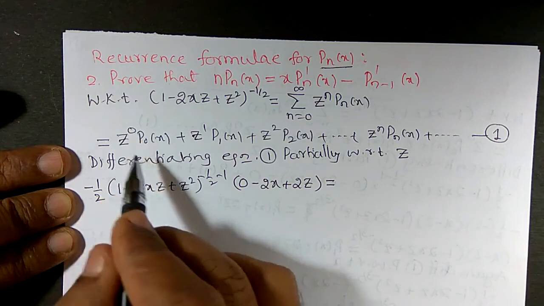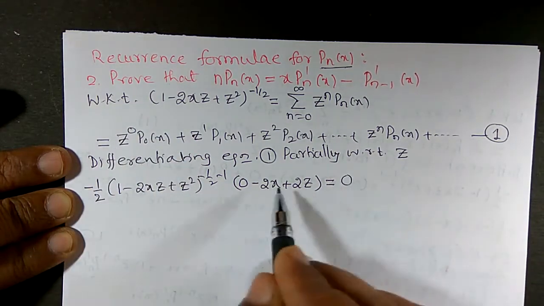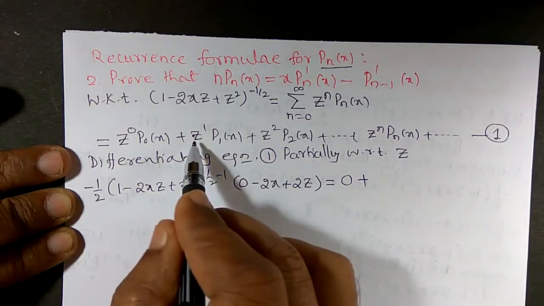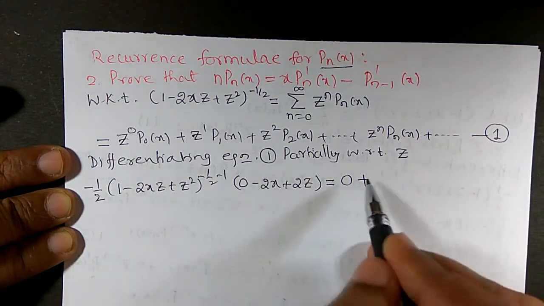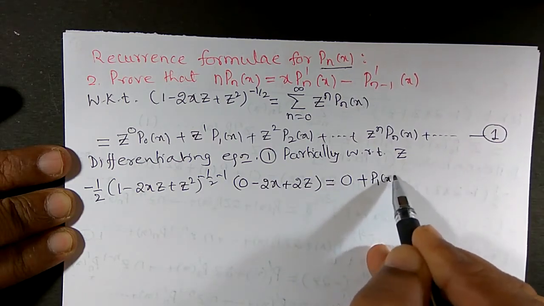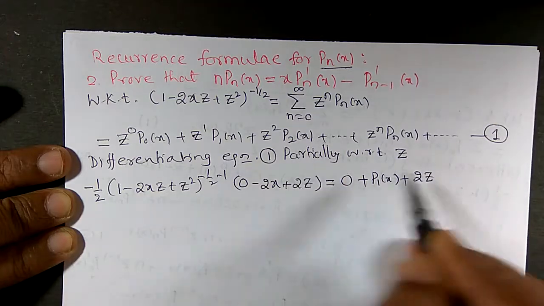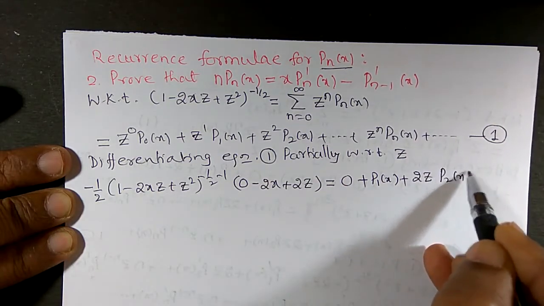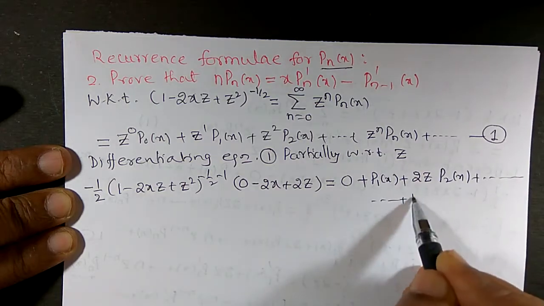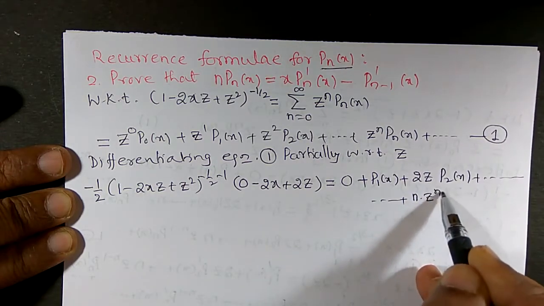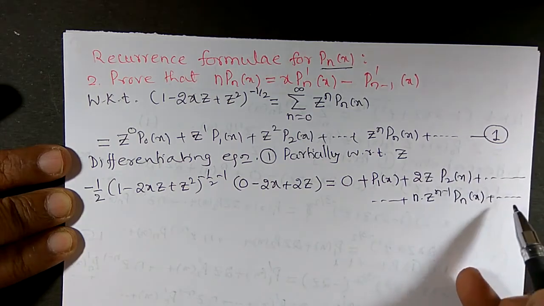z to the power 0 is 1 and P_0(x) is 1, it means the first term is 1, and the derivative of the first term is 0. Plus z raised to 1, meaning z with respect to z is 1, so P_1(x) is constant. z squared gives 2z, and P_2(x) is constant. Plus so on, n into z raised to n minus 1, and P_n(x) is constant, plus so on.